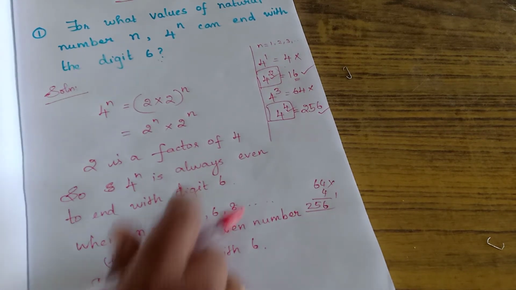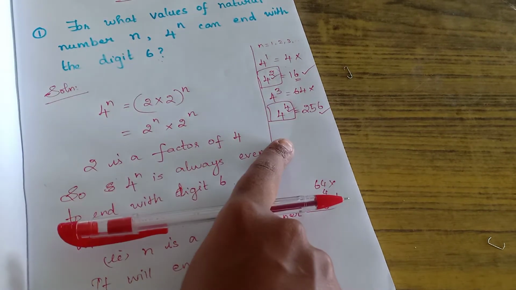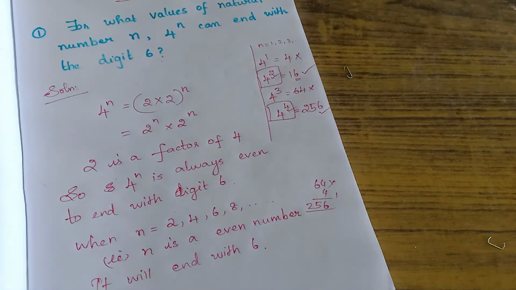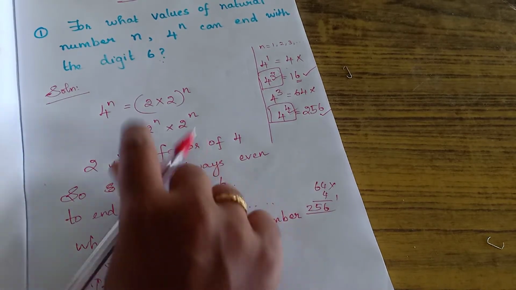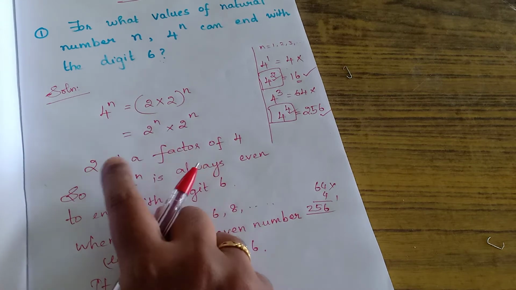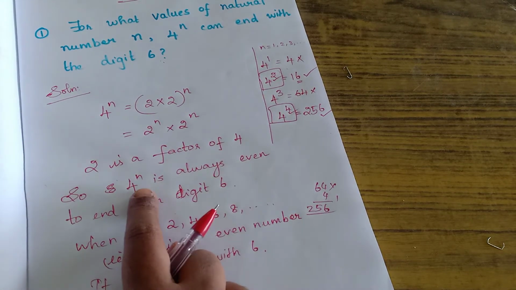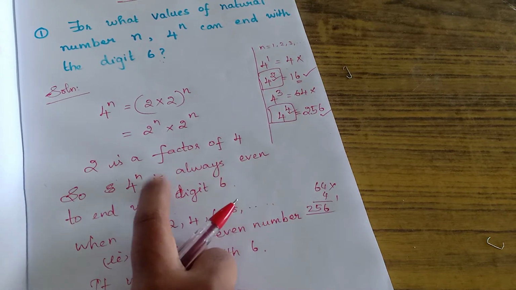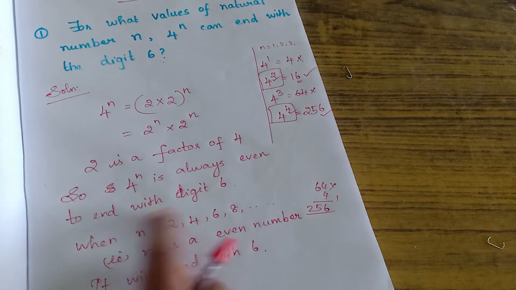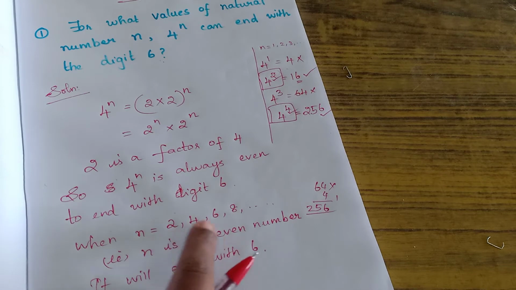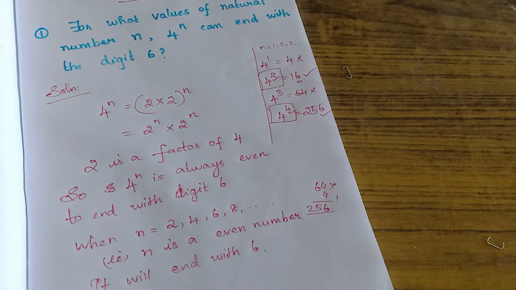Very, very simple question. You can understand the concept practically like this, and you need to write the theoretical answer. This is the rough work only. This you need to write: 4 power n means 2 into 2, 2 is a factor, means 4 power n is always even. But when will it end with the digit 6? n equal to 2, 4, 6, 8 means surely it will end with the digit 6. Got this concept? Shall we move on to the next one?